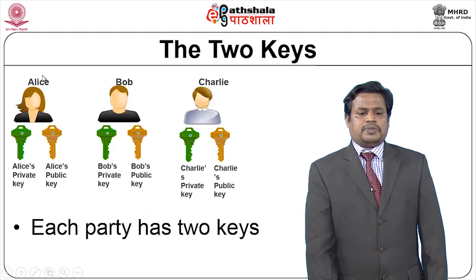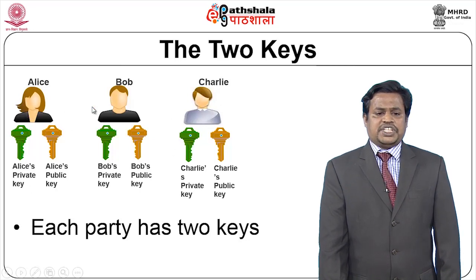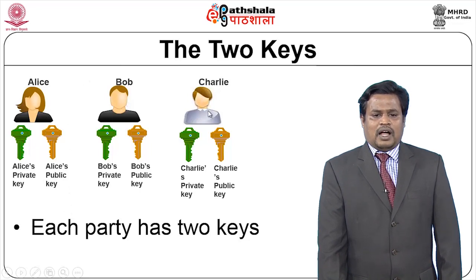So, consider the two keys for Alice, Bob and Charlie. If you have 3 users, each and every user in the public key crypto system has to maintain 2 keys. First they need to generate 2 keys. For example, Alice needs to generate Alice private key and Alice public key. Similarly, Bob private key and public key, Charlie private key and public key. So, now what is happening? When Bob wants to send a message to Alice, first he needs to know the public key of Alice. Otherwise, if Bob wants to send a message to Charlie, he needs to get Charlie's public key.